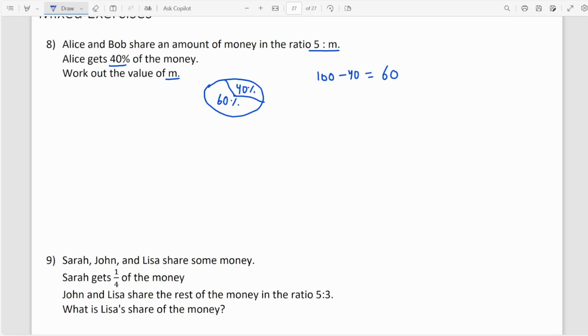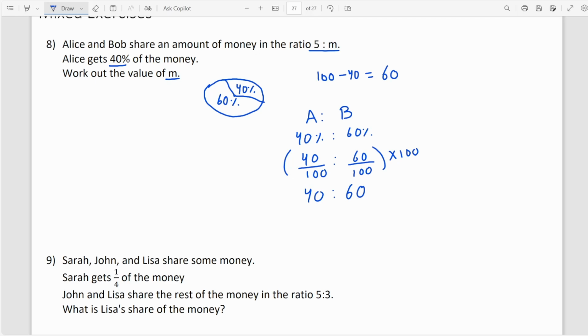So the ratio of money between Alice and Bob is 40 for Alice, and if you'd like, you can write this as 40%. It doesn't matter. And Bob received 60%. Now, all I need to do is simplify this ratio so that I can get the value of m. Firstly, I would write this as 40 over 100 and 60 over 100. And the first thing I'm going to do is multiply through by 100, so I can get rid of the hundreds, so 40 to 60.